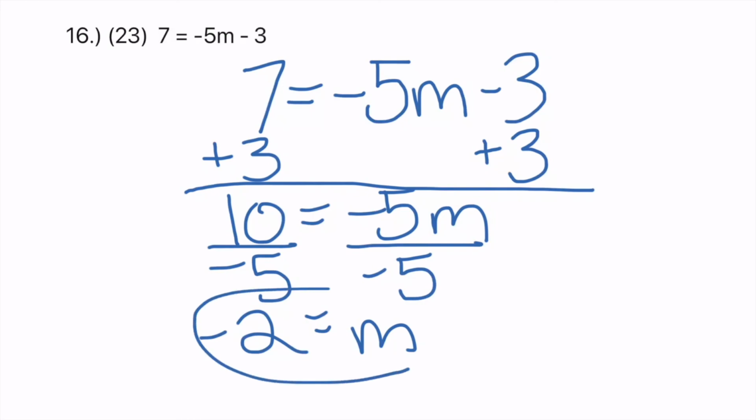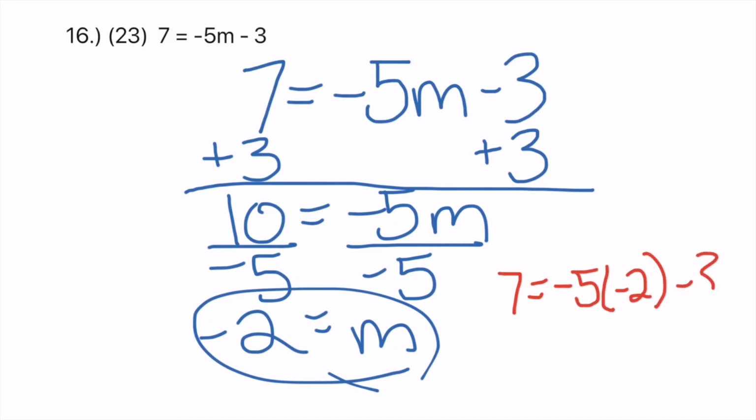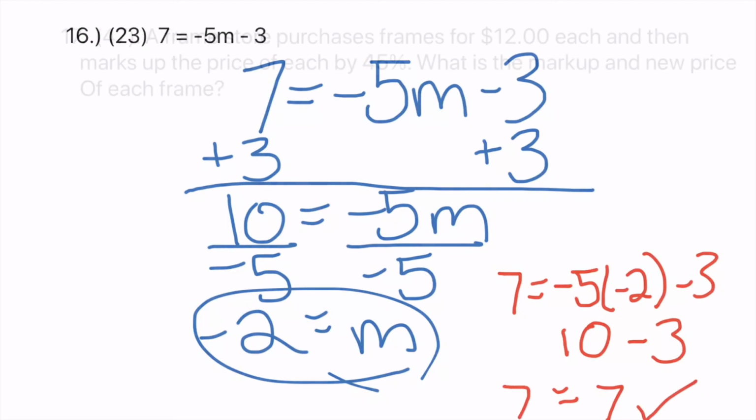Now on a test, your homework, anytime you do problems like these, it's always a good idea to take your solution and plug it back in to make sure it does work. So let's do that right now. So if we had 7 equals -5 times -2 minus 3, this would give us 10 minus 3, which is 7, equals 7. So we know our answer is right.